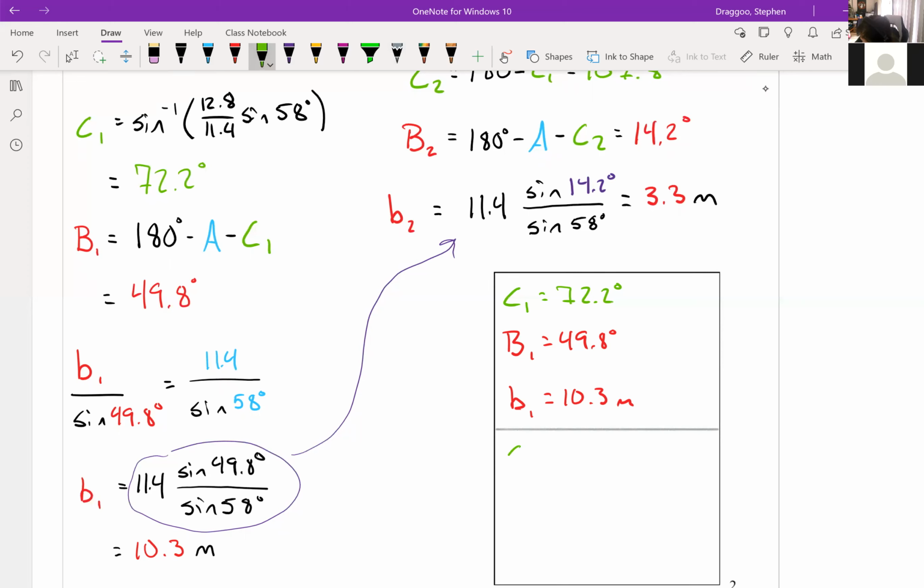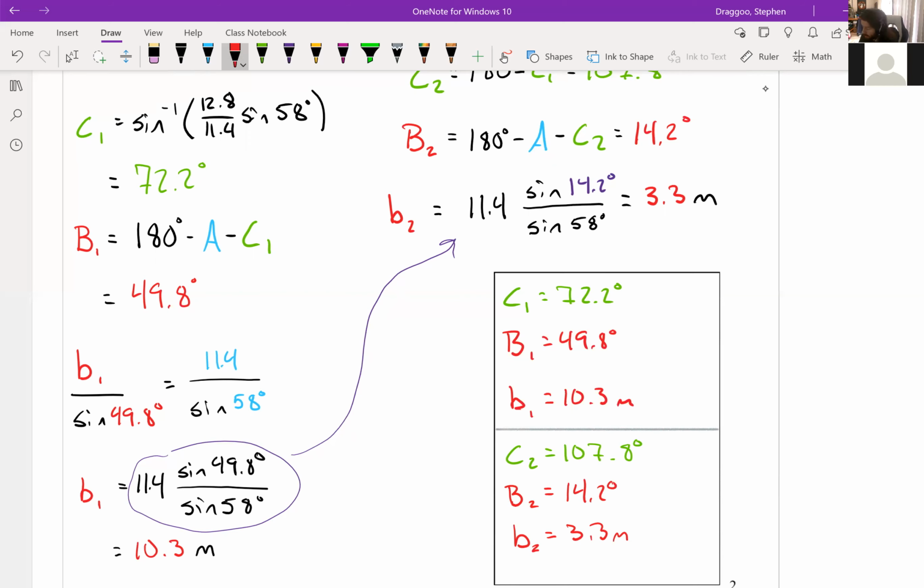Okay, and then angle C2 we said was 107.8 degrees. Side B2 is 14.2 degrees. Or angle B2. I think I just said side B2. Well, either way, it's a good thing I edit all these before I put them on the internet, said the liar. Okay, cool.